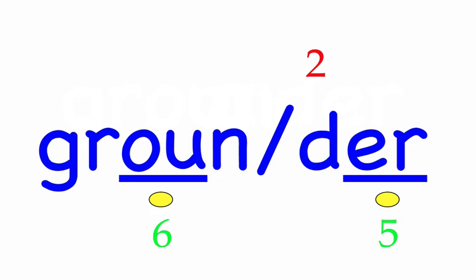Chowder. I like seafood chowder. Chowder. Chow has two sounds: CH, OW. Der has two sounds: D, ER. Chowder. Mark the word.